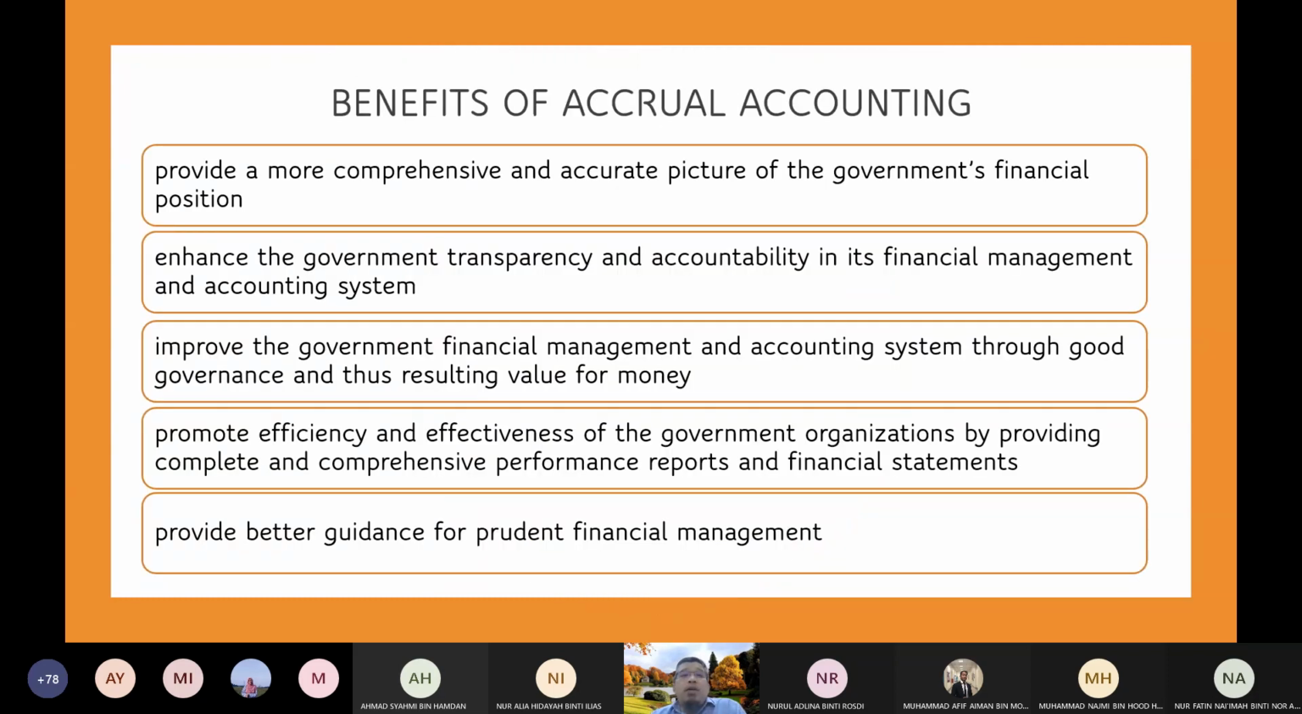Benefits of accrual accounting: it provides a more comprehensive and accurate picture of the government's financial position, because assets, liabilities, and equity will be presented in the same financial statements. It enhances government transparency and accountability in its financial management and accounting system. It improves the government financial management and accounting system through good governance, thus resulting in value for money. It promotes efficiency and effectiveness of government organizations by providing complete and comprehensive performance reports and financial statements. It provides better guidance for prudent financial management.